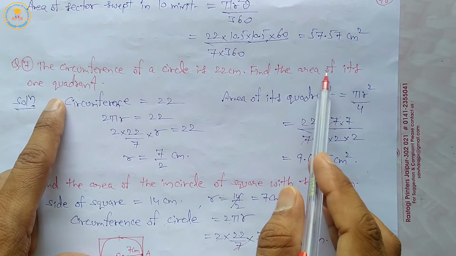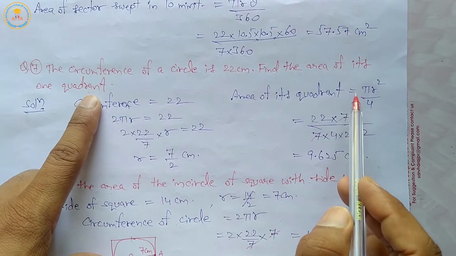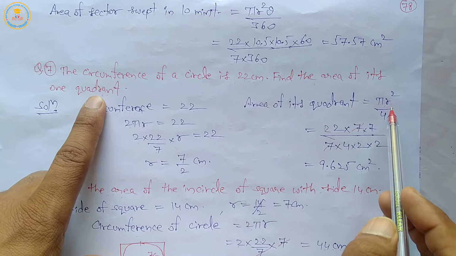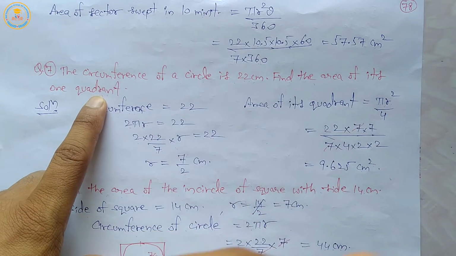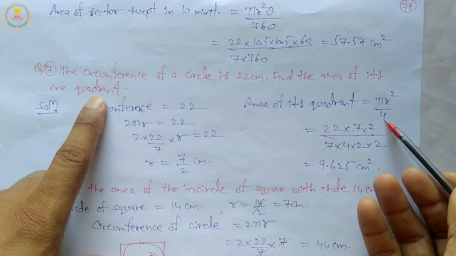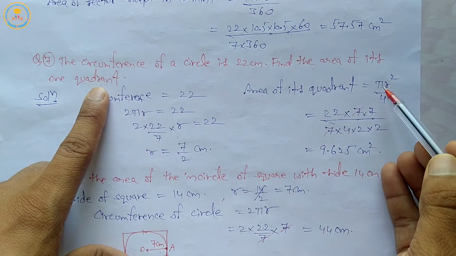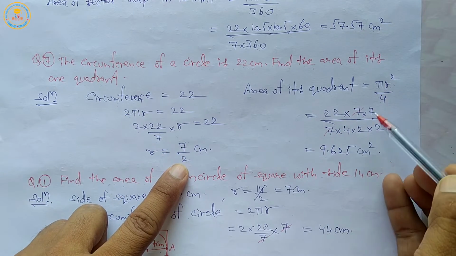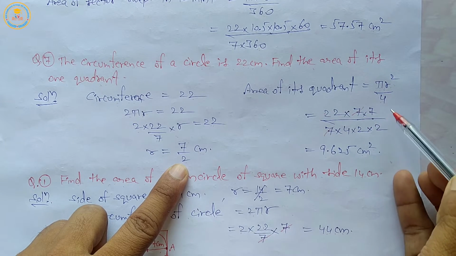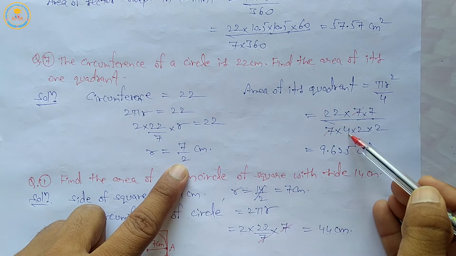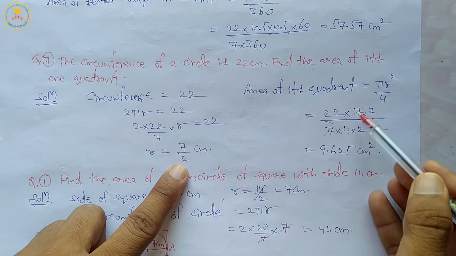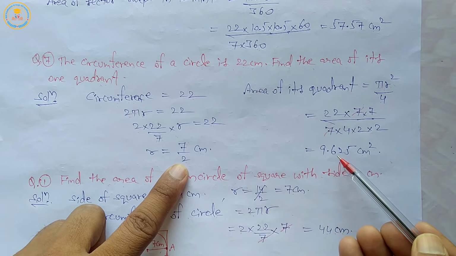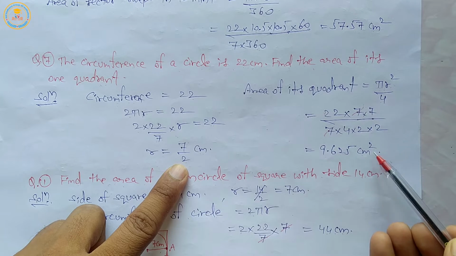According to the question, find the area of its one quadrant. Area of circle is pi r square, we know. Then its fourth part means divided by 4. Put here the value of pi and r. Pi equals 22 upon 7, r is 7 by 2. So 7 by 2 multiply 7 by 2 divided by 4. Calculate. Area of its quadrant is 9.625 centimeter square, the answer.